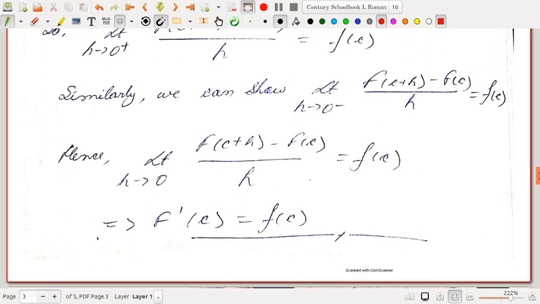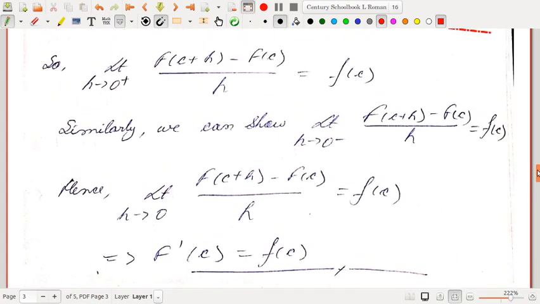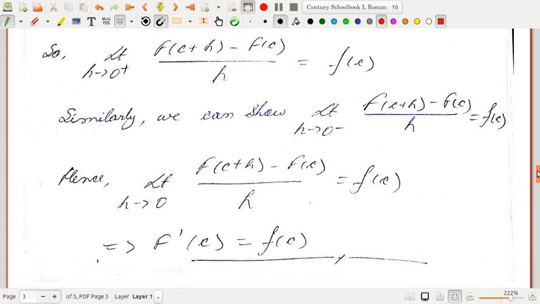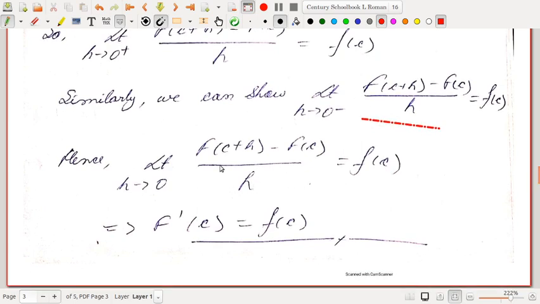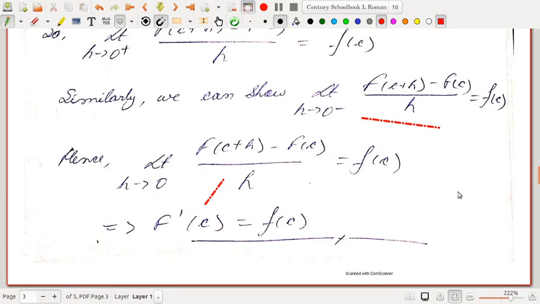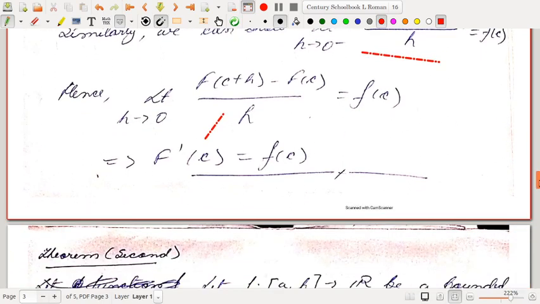Similarly, we can show by taking h negative, or by taking F of c minus h to c, that the left hand limit is also f(c). So the right hand limit and left hand limit are equal, and so the limit as h tends to 0 of F(c plus h) minus F(c) by h is equal to f(c). But what is this expression? This expression is nothing but F dash c. So F dash c is equal to f(c). So this is the proof.